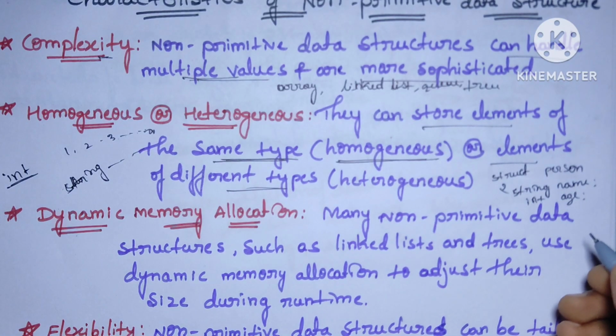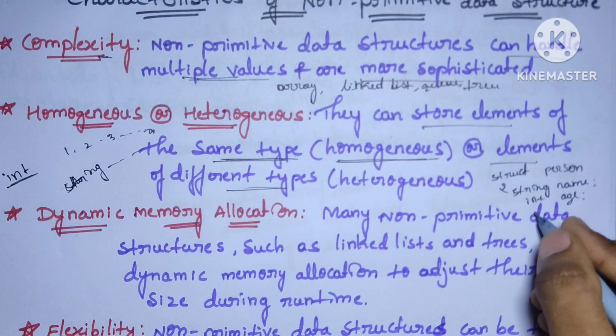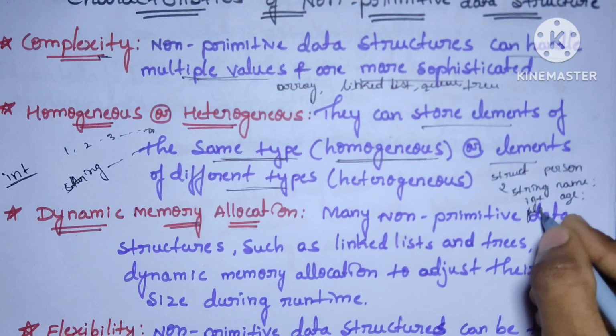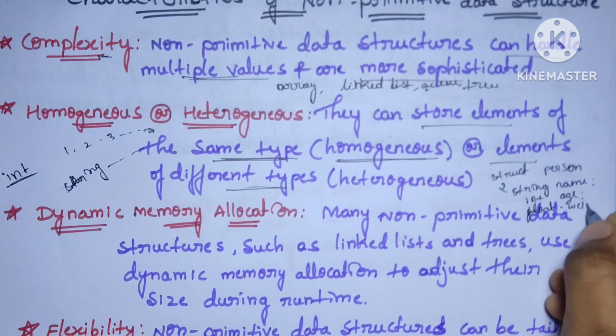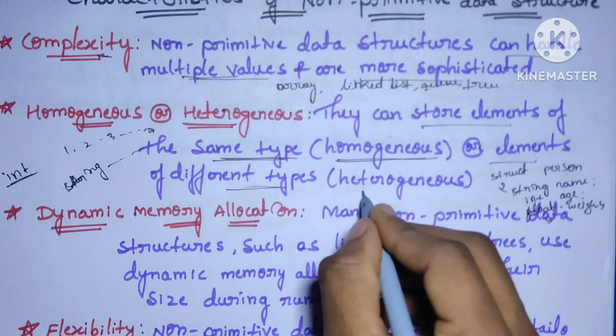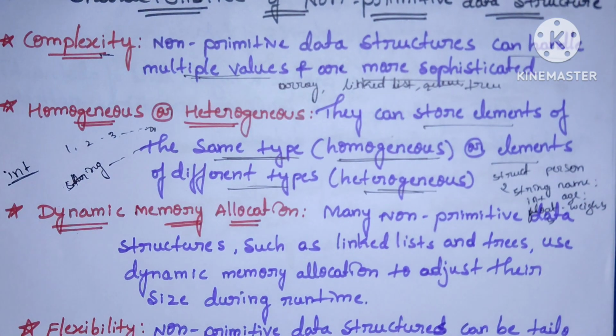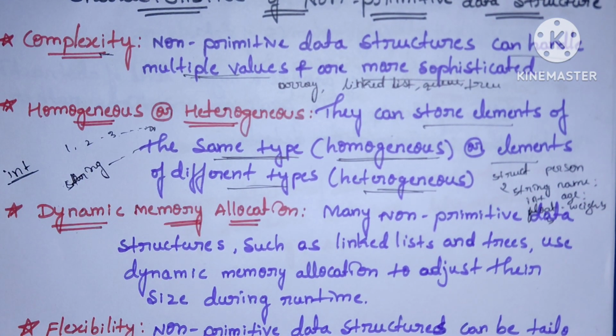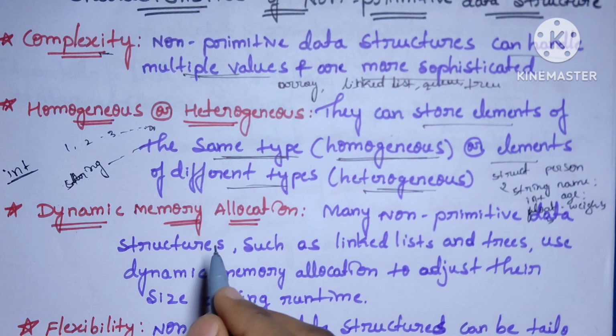If I am interested to store the weight of the person, at that moment I need what? A float data type, right? So it can store different types, which is known as heterogeneous, meaning it has the characteristics of a non-primitive data structure. And we'll move on to the next, which is dynamic memory allocation.